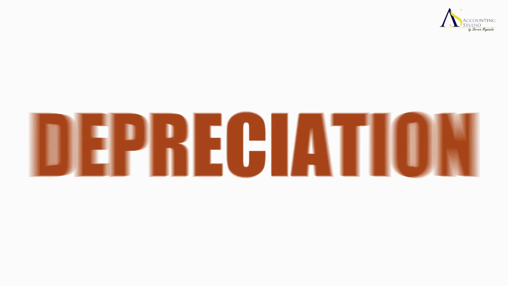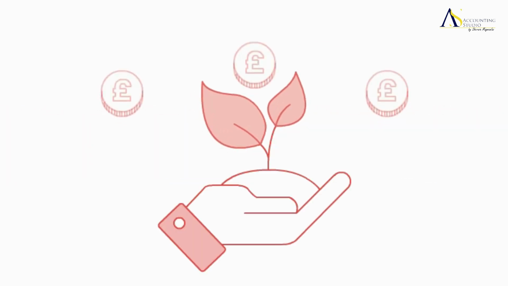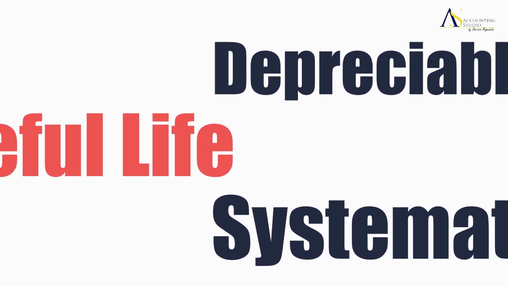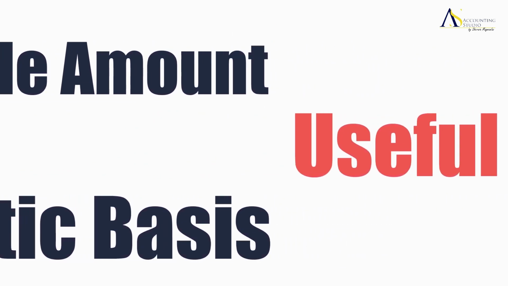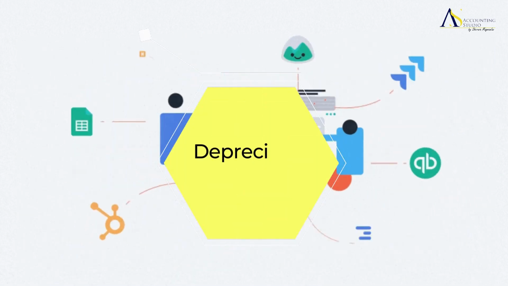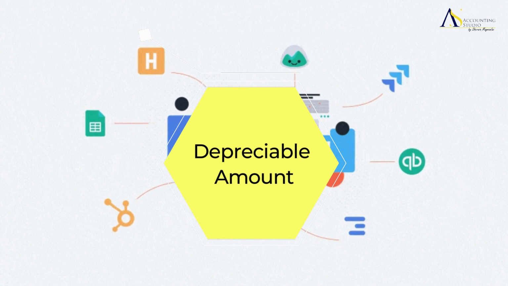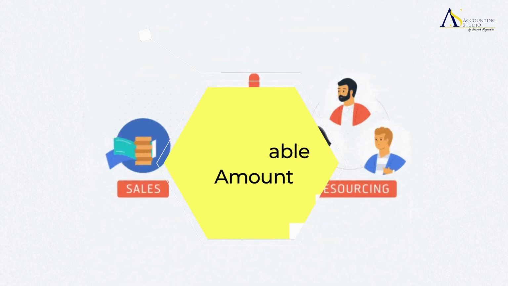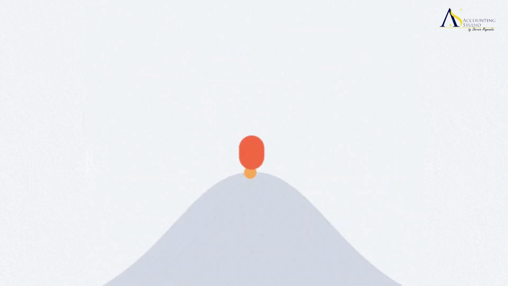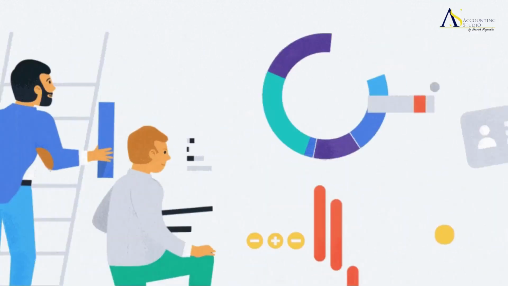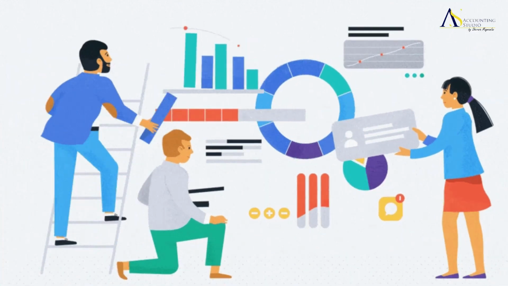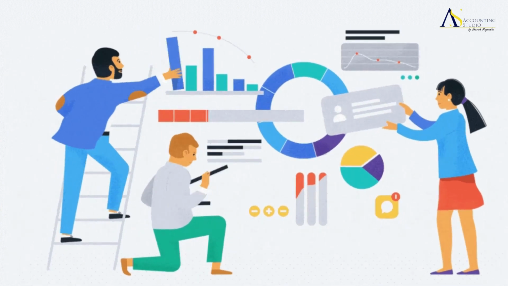Depreciation is the systematic allocation of the depreciable amount of an asset over its useful life. This definition contains three main parameters: depreciable amount, useful life, and systematic basis. Under the cost model, a depreciable amount is simply the item's cost less residual value. Residual value is any amount that you can obtain from the asset at the end of its useful life less the estimated cost of disposal. In short, the selling price that you assume to receive.